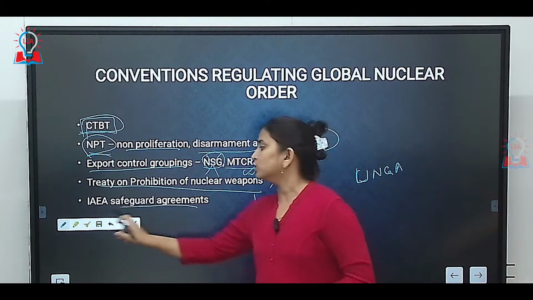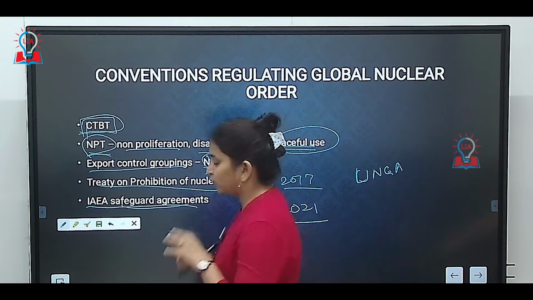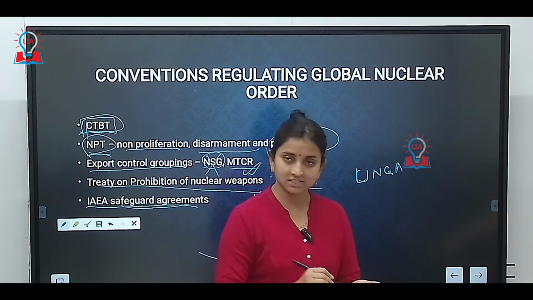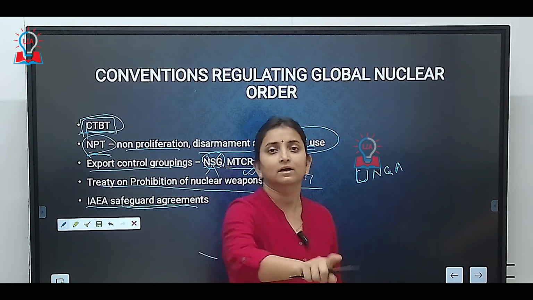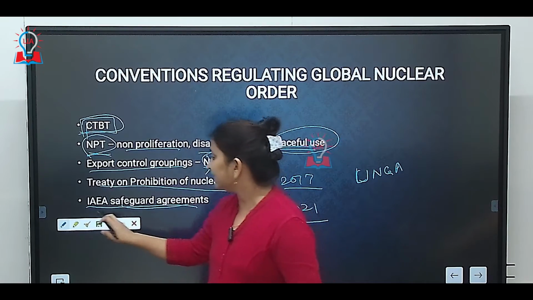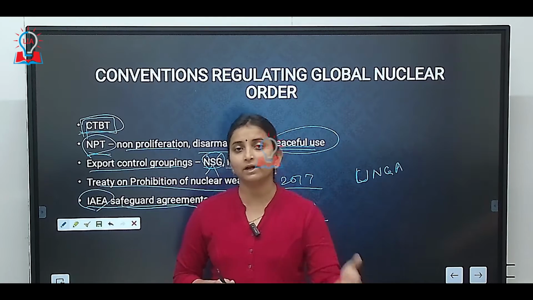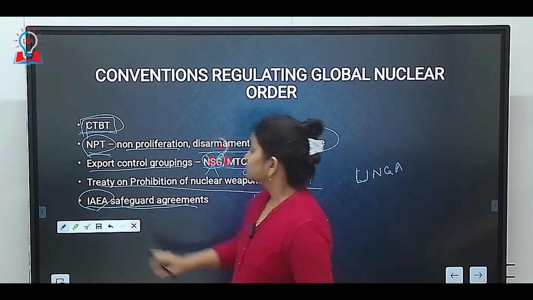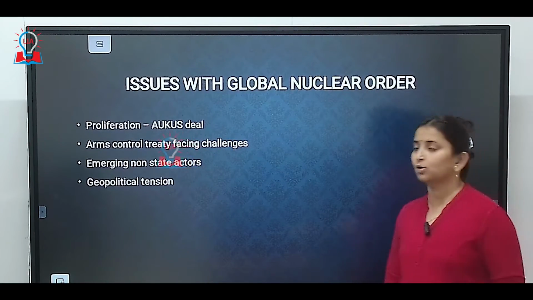Plus we also have the International Atomic Energy Agency's safeguard agreement. So what will IAEA personnel do? They will go to every country and check, you had this much amount of nuclear fuel, what did you do with this? Why did you redirect it to arms? You take it away from the missile sector and put it back to the energy sector. So IAEA personnel will go and check the stockpiling in every country, and where the stockpile is being used will also be monitored by IAEA. So these are some international conventions which are trying to regulate the global order.